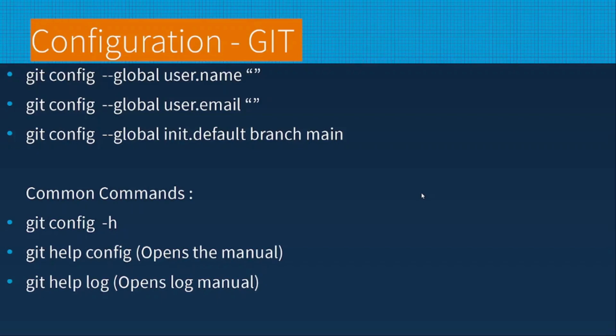Now the next process is we have to do the configuration. Understand this is a one-time setup so that your account, wherever you want to track the history or whichever folder you want to track, is associated to some credentials. So that's why we set it up at a global level. Now these are the few commands which I'm going to show you in action.